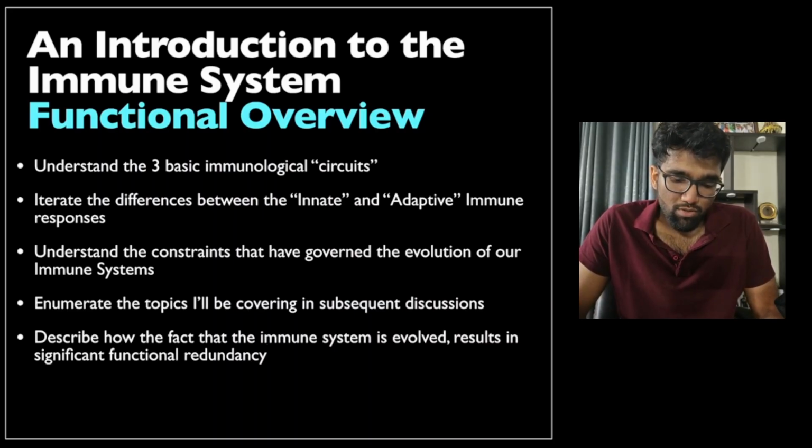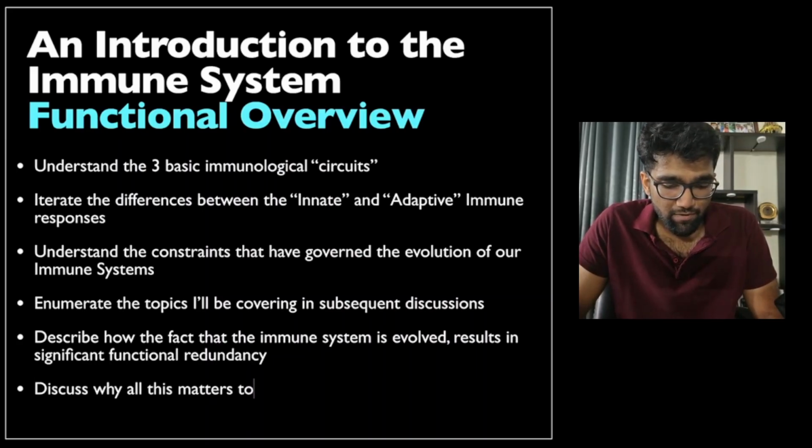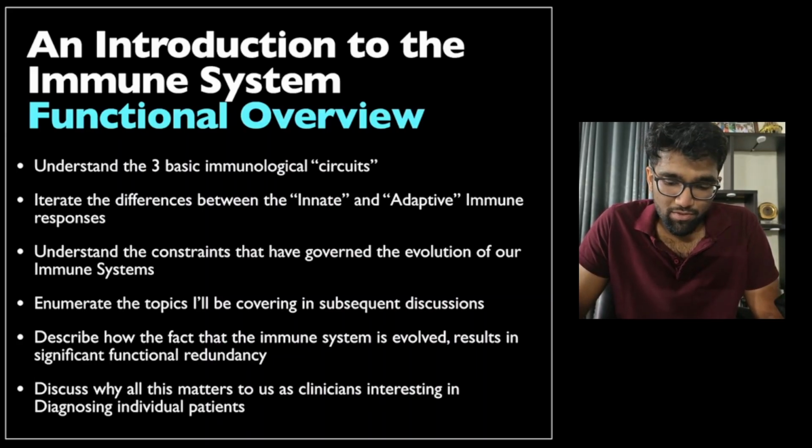We'll describe how the fact that the innate immune system and the adaptive immune system have evolved results in significant functional redundancy, and how that affects how we study the immune system and what difficulties arise because of that. And finally, we'll discuss why all of this matters to us as clinicians who are interested in diagnosing individual patients. It's surprisingly relevant, as we'll come to know subsequently.